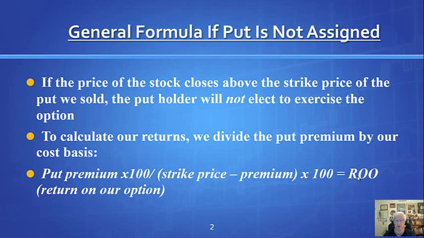We keep the put premium, and we calculate our returns by taking the put premium and dividing it by our cost basis, which is the strike price minus the premium received. And you're going to see this come alive in an example coming up shortly.